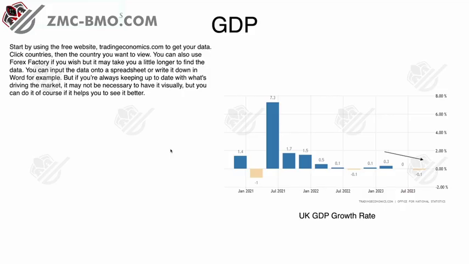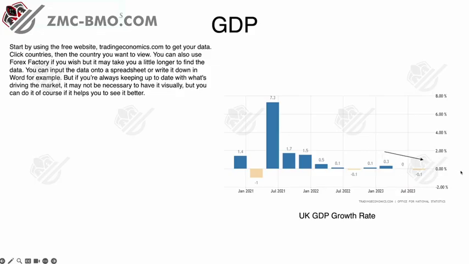What I mean by that is if you're always watching the news, or not necessarily standard news, but always keeping up to date with the data, always keeping up to date with what's happening, then you don't really need to do that. But if you feel like you need it visually because you learn that way, because everyone does learn slightly differently, absolutely fine. Please do that. But this is, of course, UK GDP.